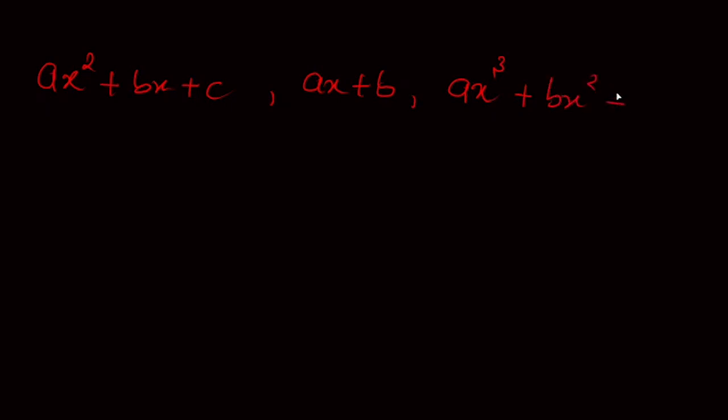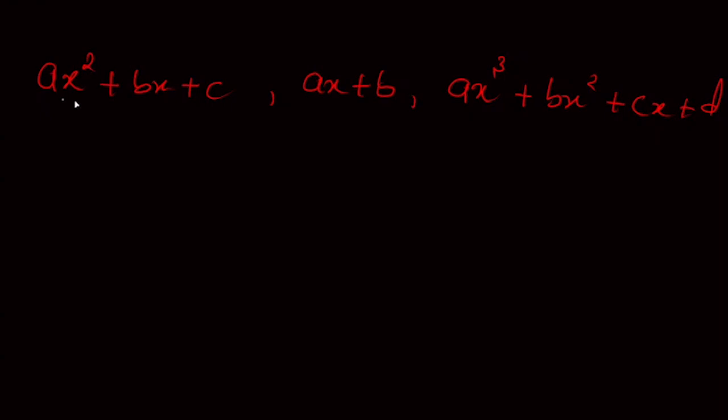A polynomial can be written in the form ax squared plus bx plus c. It can also be written in the form ax plus b. It can also be written in the form ax raised to the power of 3, or ax cubed, plus bx squared plus cx plus d. So these are just some examples of different polynomials that we can have.